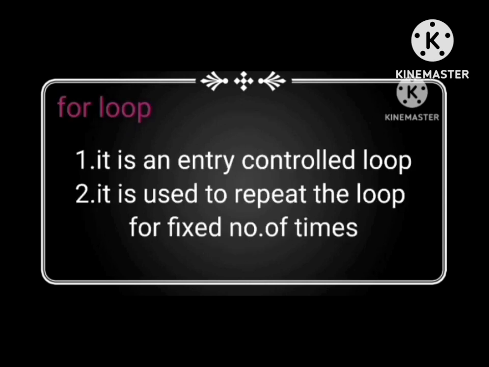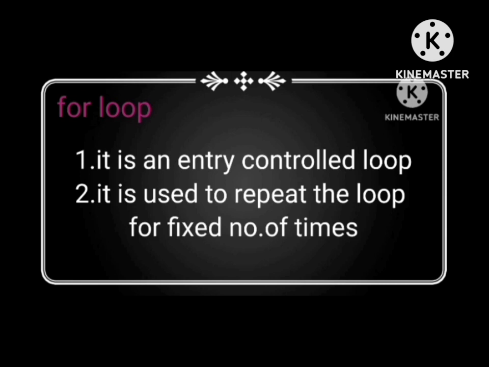For loop. For loop is an entry control loop that repeats the loop for a fixed number of times. In a for loop, first it checks the condition. If it is true, then only it executes the body. Therefore, it repeats until the condition is false, for a fixed number of times.